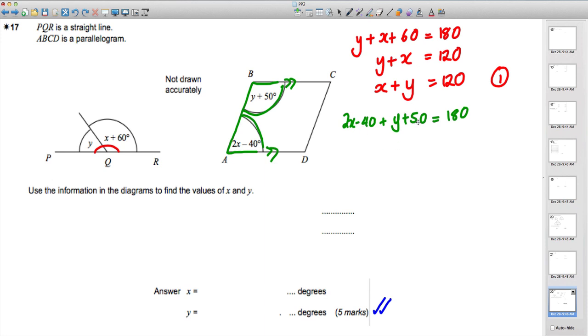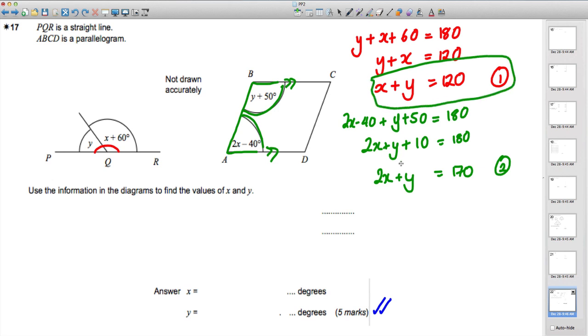Negative 40 plus 50 is plus 10, so 2x plus y plus 10 is 180. Let's get all the numbers to one side, subtract 10 off both sides. 2x plus y is equal to 170, equation 2. Now, we are in a perfect position here to find x and y. We've got 2 simultaneous equations, this one here, and this one here.